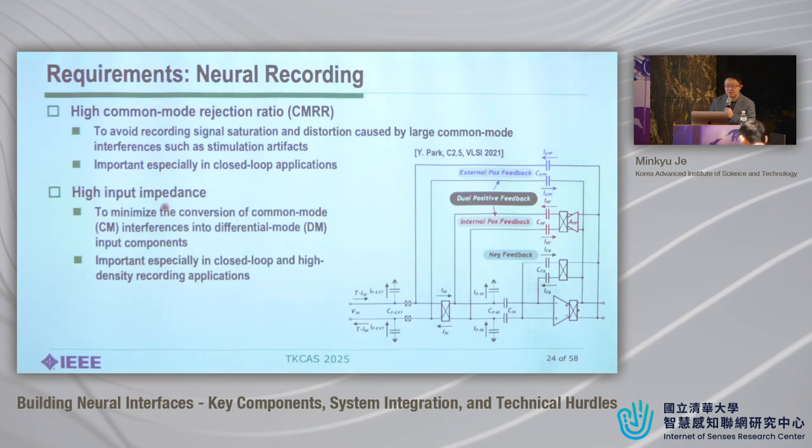And high input impedance is also important because we want to minimize the conversion of common mode interferences into differential mode input components, right? So even if we have a high common mode rejection ratio, if there is a mismatch in the two electrodes we are recording, then a portion of the common mode interference signal will be converted to the differential mode signal. But if we have a very large input impedance, we can avoid this problem, right?